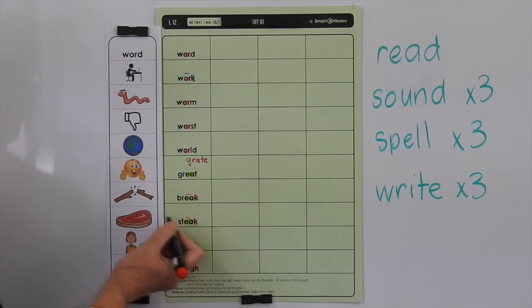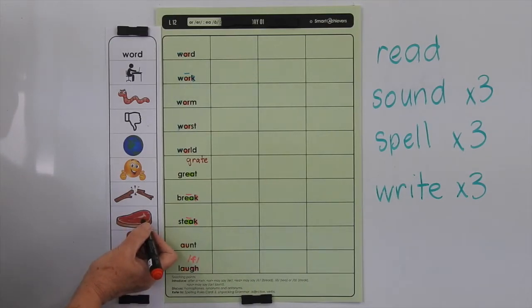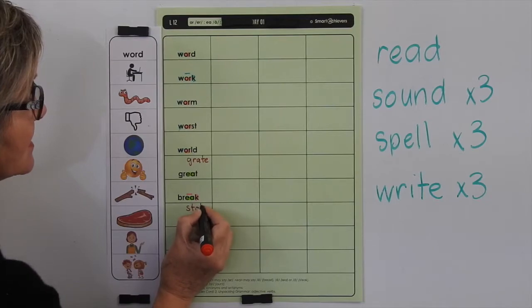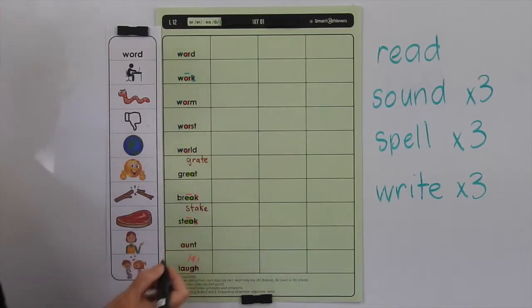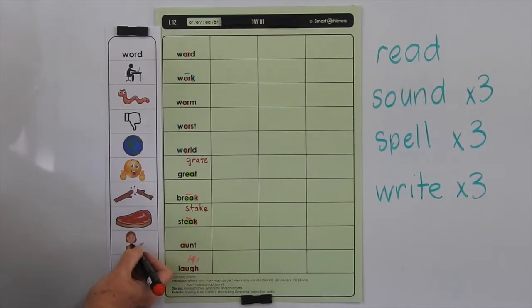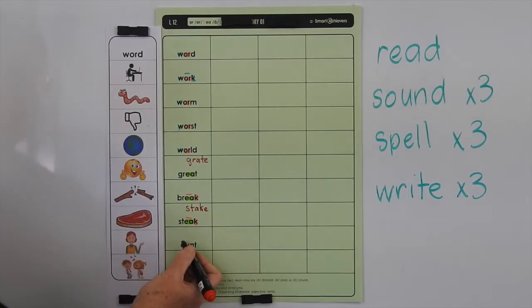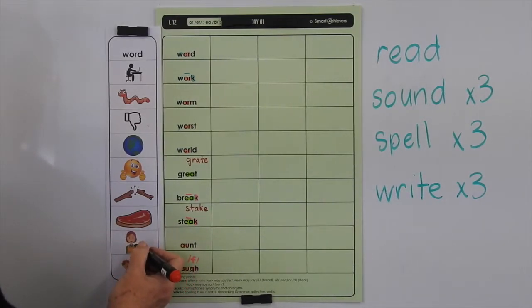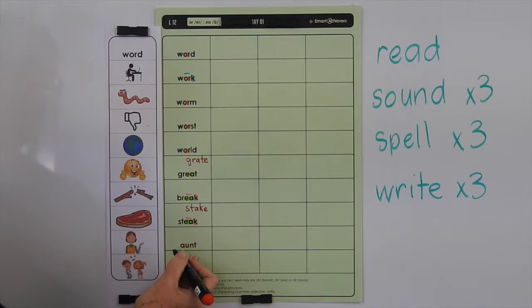Steak, now this steak is the meat you eat. You could have a steak like that on the barbecue, etc. There is another steak, and this means like a stake in the ground or a post in the ground. Aunt, this aunt is either your mother or your father's sister, or it could be your mother's or your father's brother's wife. So it's someone you would probably call auntie.